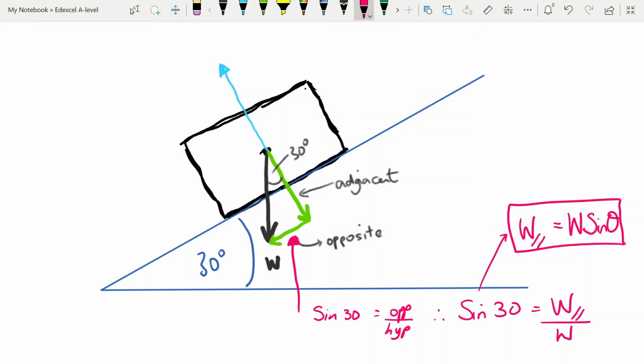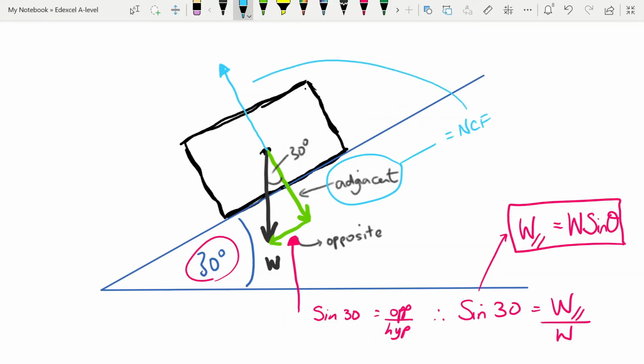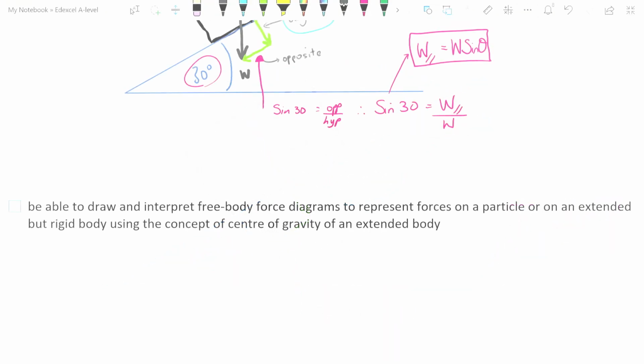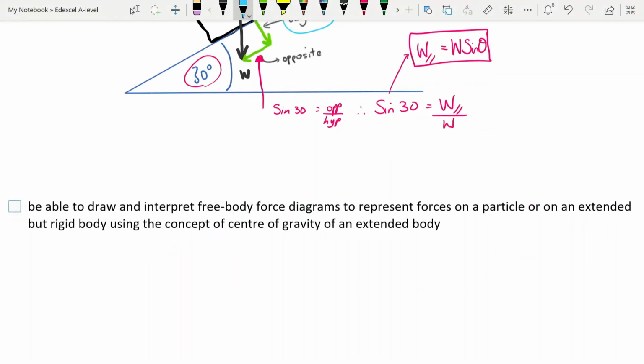So when any object is sliding down a slope, provided you know this horizontal angle that the slope is making, the parallel component, the component that is causing the box to slide down the slope, will always be W sine theta. The adjacent side is now balancing the normal contact force, so that's going to be equal to the size of the normal contact force, this blue force up here. The specification point that went with that was be able to draw and interpret free body force diagrams to represent forces in a particle or an extended body using the center of gravity.